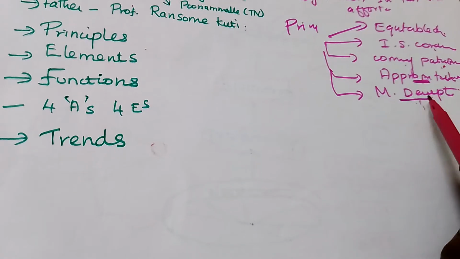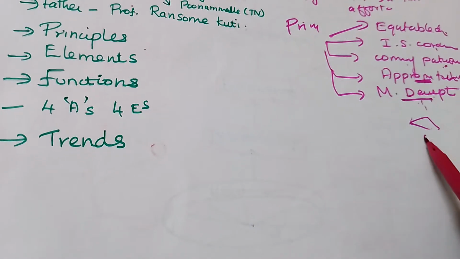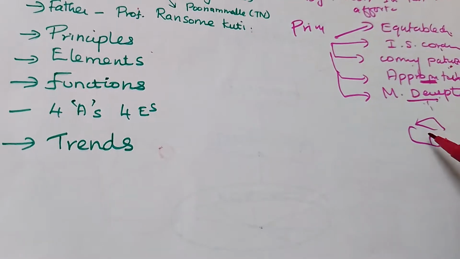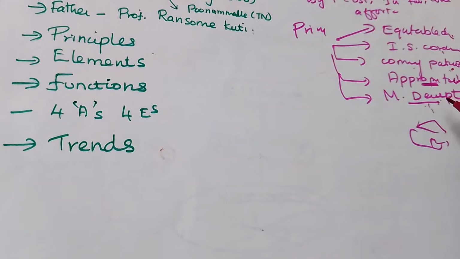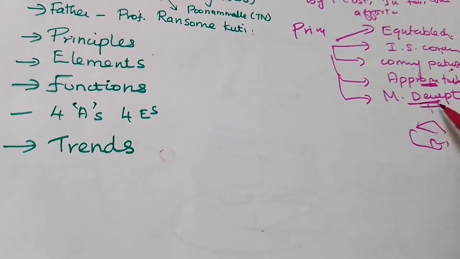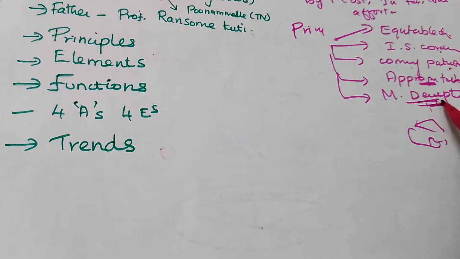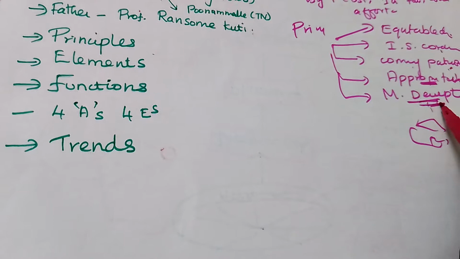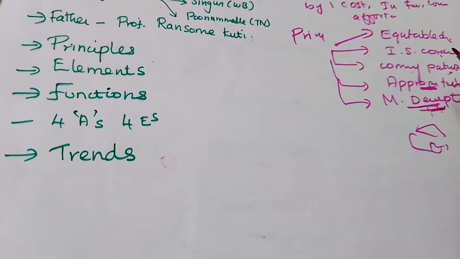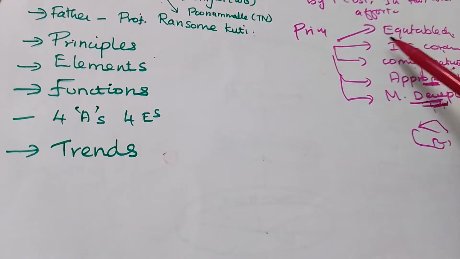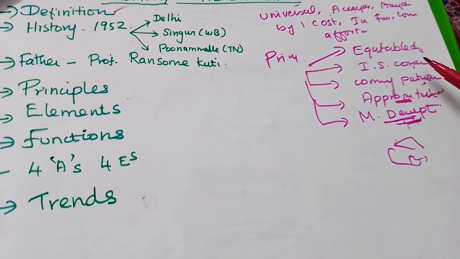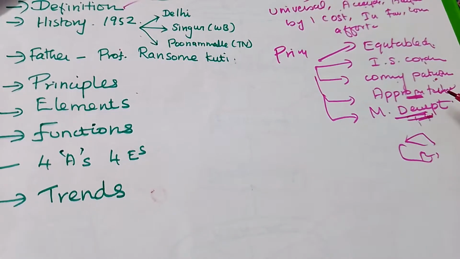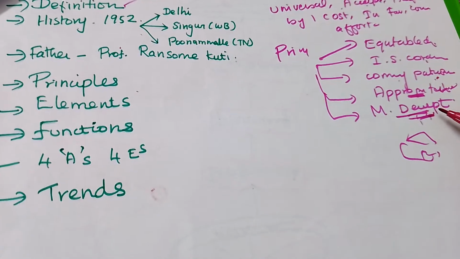Manpower development is very important. Rather than building a new primary healthcare center with no doctors and nurses, it is very important to develop manpower. I will tell you, in the trends, how the government has implemented manpower development. So I hope you now understood the principles of primary health care: equitable distribution, intersectoral coordination, community participation, appropriate technology, manpower development.